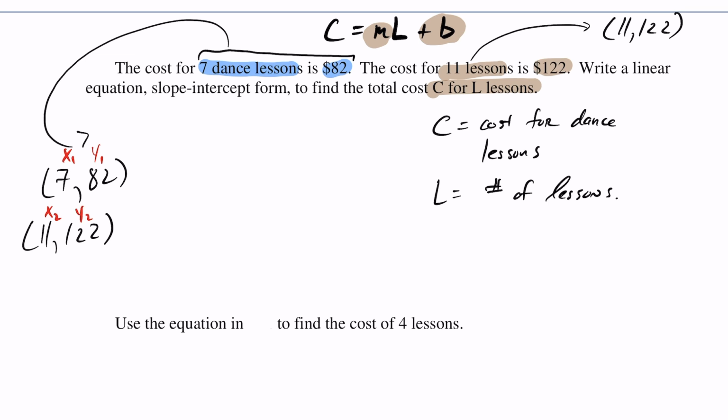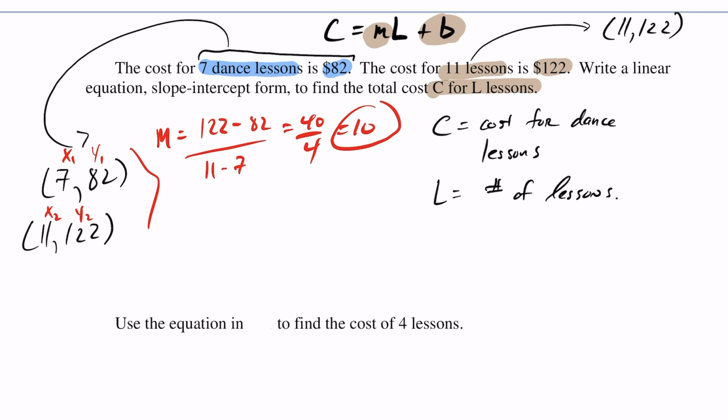And I can go ahead and calculate the slope. Given 2 points, you can do your change in y over change in x to get the slope of your line. So I'm going to do 122 minus 82 over x2 minus x1, and that's going to be 40 over 4, which is 10. So that means the rate of change, which is the cost per dance lesson, is $10 per dance lesson.